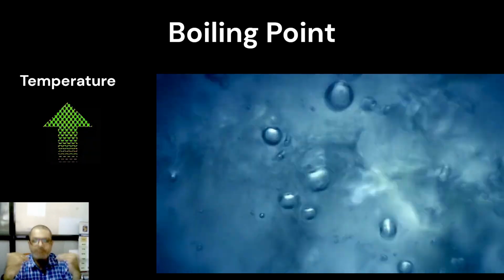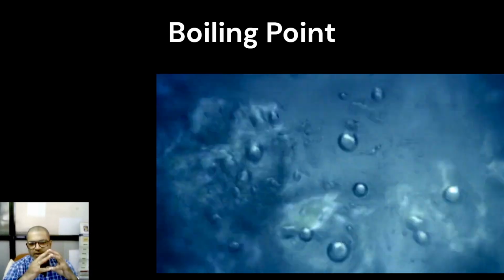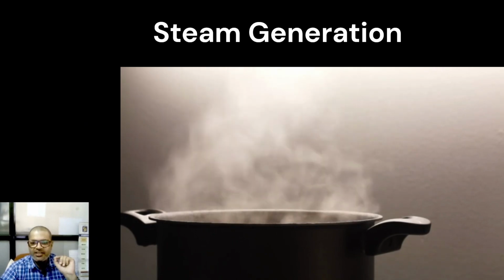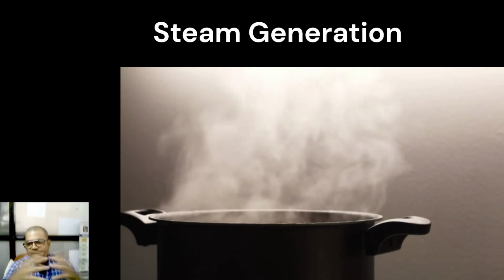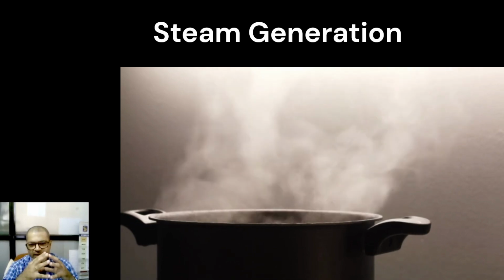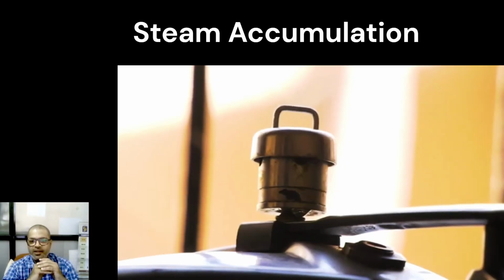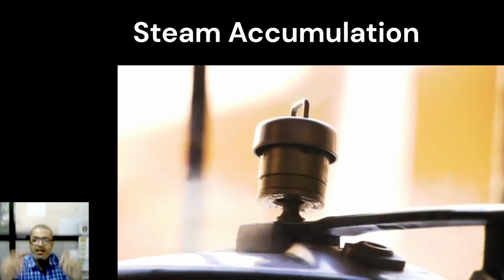Boiling point. As the water absorbs this heat, its temperature climbs up steadily. Eventually, it reaches something called a boiling point, which is a critical point. This is where the magic happens, where water transforms into its gaseous state, and this gaseous state is called steam. Now, as more and more heat is applied, more and more water boils off, and it generates more steam. Because the boiler is a closed vessel, this accumulating steam causes pressure. Think of it like a pressure cooker in your house. The more steam, the higher the pressure.